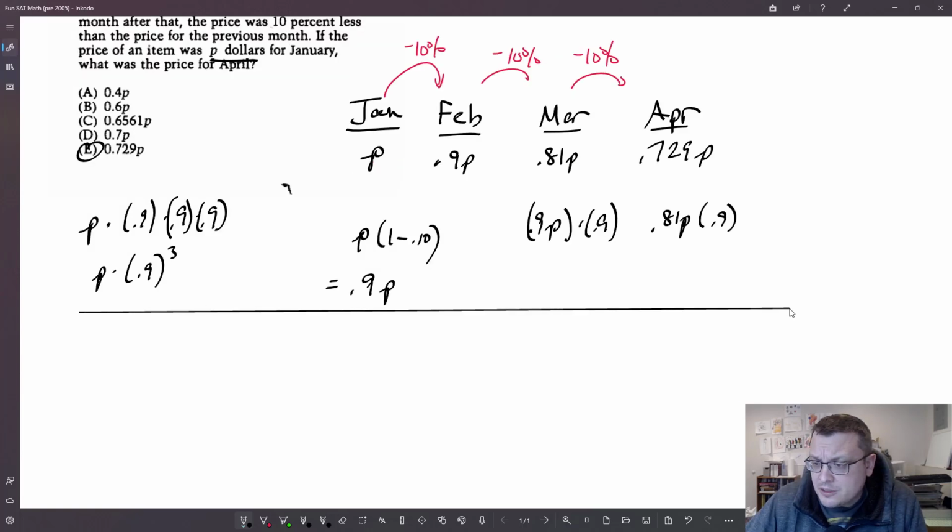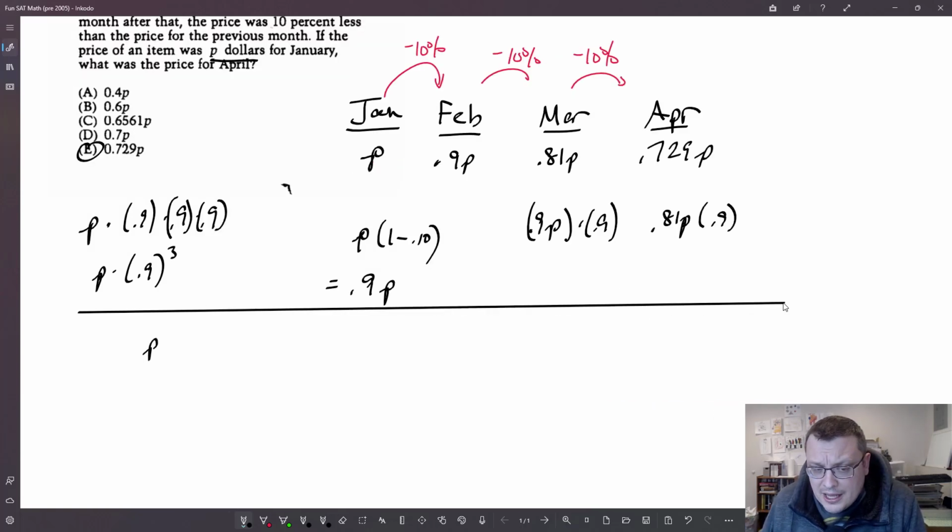Another reasonable option would be to pick a value for p, and I think a good idea when you're dealing with percent problems and you're trying to plug in some starting numbers, while you can use any value you'd like for p, pretty much, 100 is probably a good idea. It's just easy to work with and easy to compare when you get a final result.